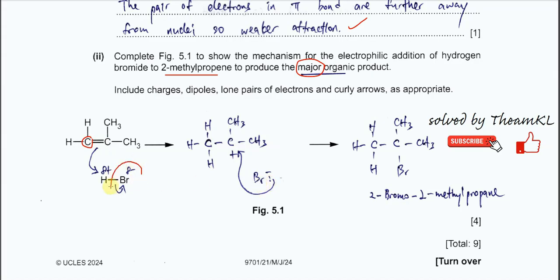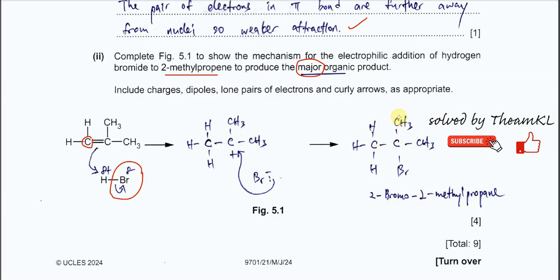Okay, the bromide here is formed from this part. So the bromide, you must put the negative charge and one lone pair. Draw one arrow from this lone pair, point to this carbon with charge positive. Must point to this carbon. Okay, after that, you just draw the products. Okay, which is the 2-bromo-2-methylpropane.